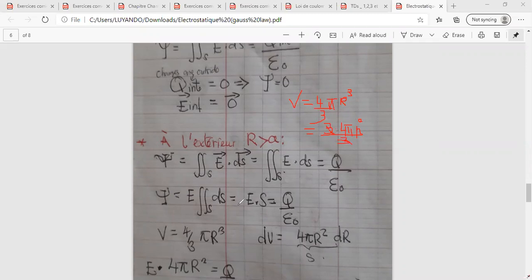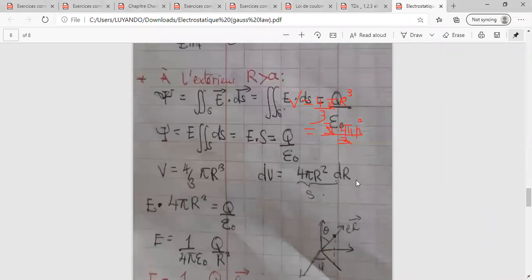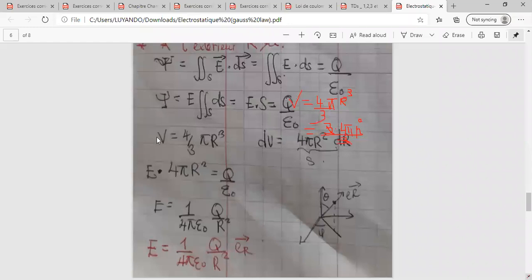So we're going to have our S here. We're going to have 4π R squared, because that's the surface area of a sphere. Our volume is equal to 4π R cubed over 3. If we differentiate it, we're going to have our surface area, 4π R squared, in the direction dR. We put it where our S is here, and we make E the subject of the formula. Our E is going to be equal to 1 over 4π ε0 times Q over R squared. C'est clair?